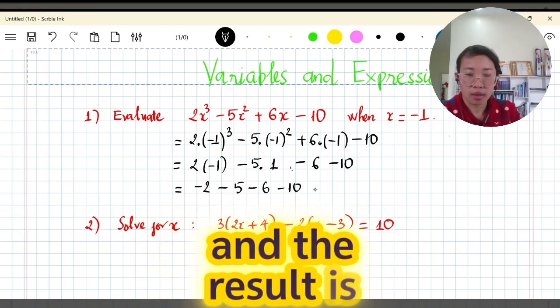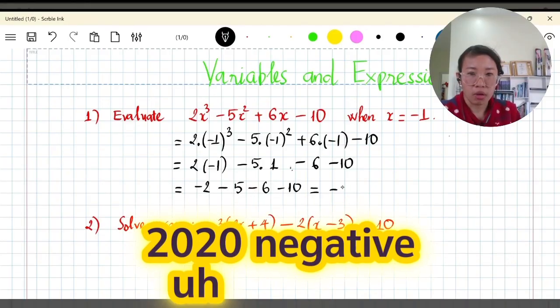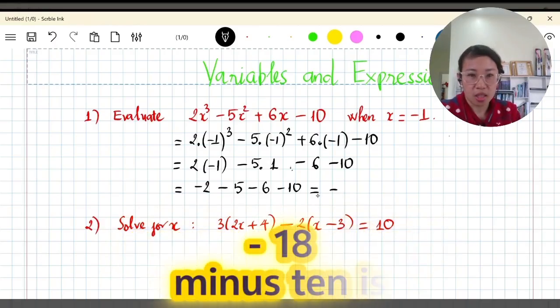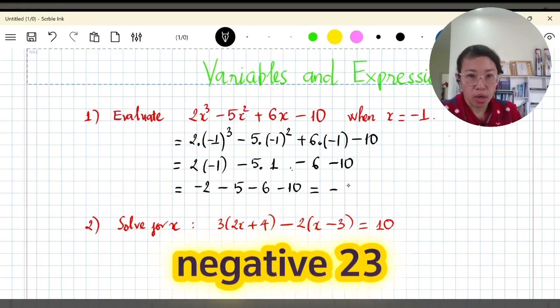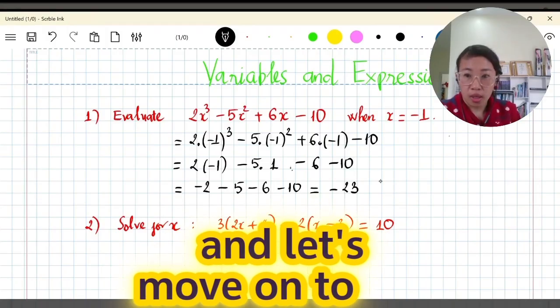And the result is negative 2 minus 5 is negative 7, negative 7 minus 6 is negative 13, negative 13 minus 10 is negative 23. We're done with problem 1, and let's move on to problem 2.